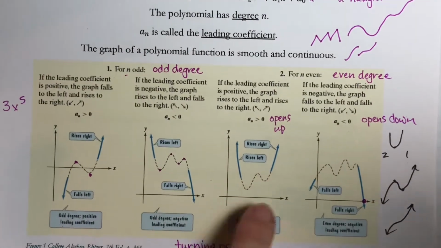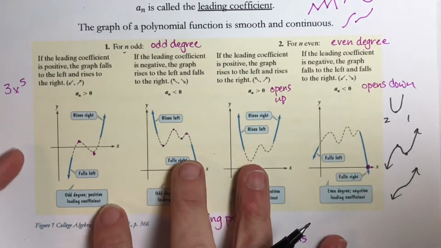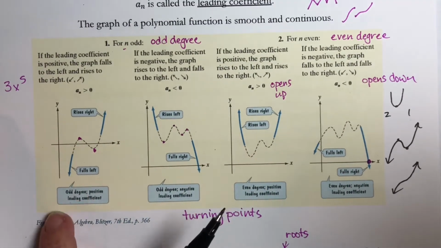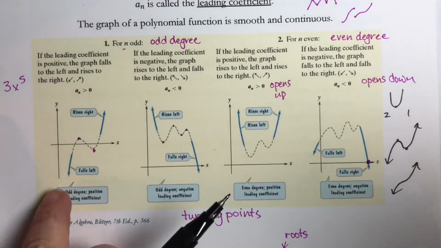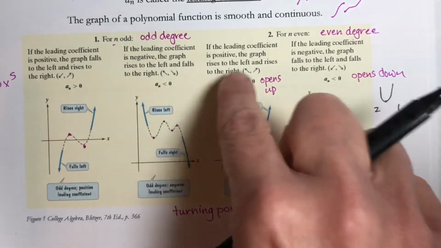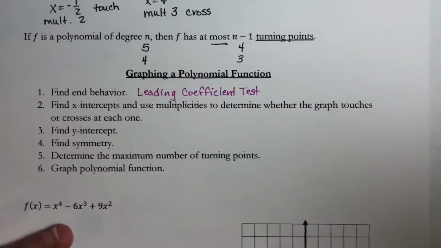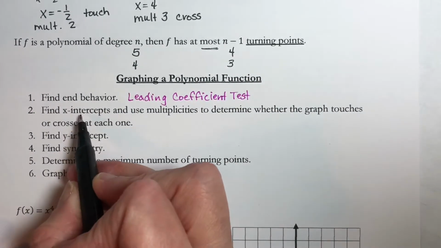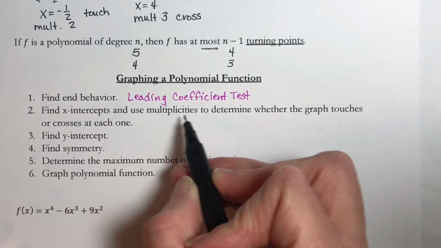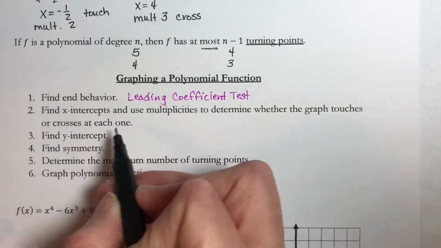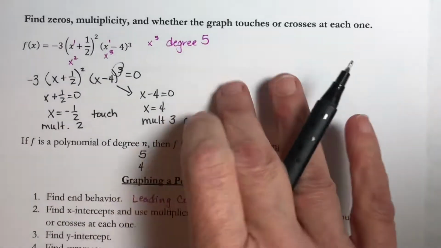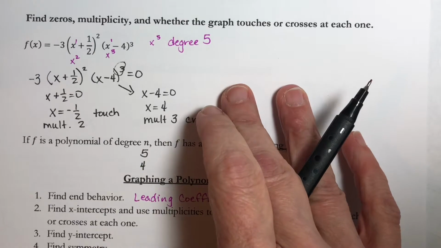Which, if you recall, is this information right here. Basically, on our first step, we're going to get an idea of where we enter the grid, from the bottom left to upper right, or from the top on both sides, and so on. Then we're going to find our x-intercepts and use the multiplicities to determine whether the graph touches or crosses at each one. That's basically what we did at this step right here.